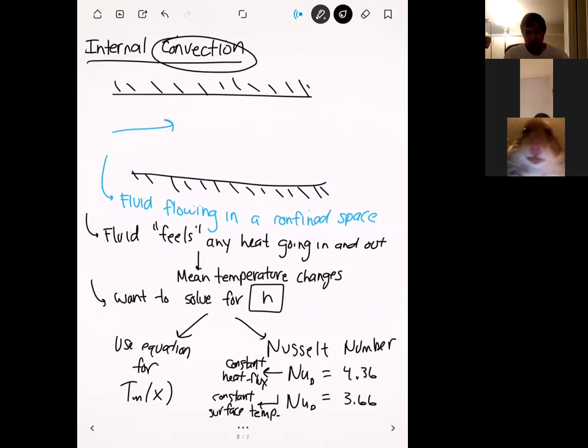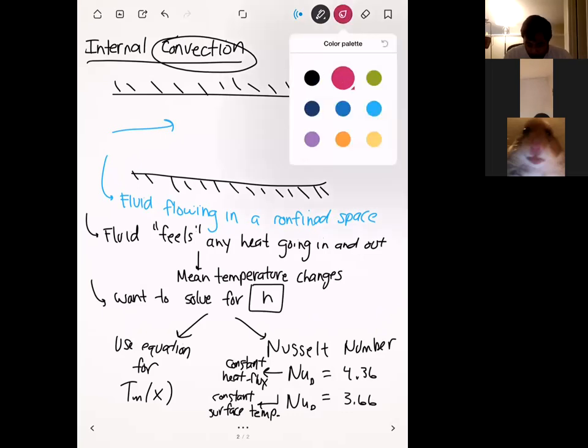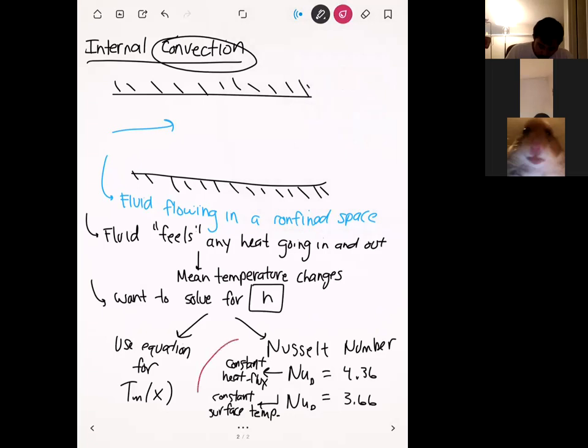The same thing actually goes for Tm of x. For our mean temperature equation, we had different expressions depending on whether we had a constant heat flux or a constant surface temperature. The very last thing that we saw, right before we signed off on Monday, was that this path right here, where we use these Reynolds number correlations, is only valid when we have laminar flow.